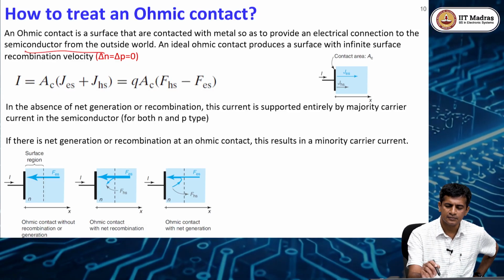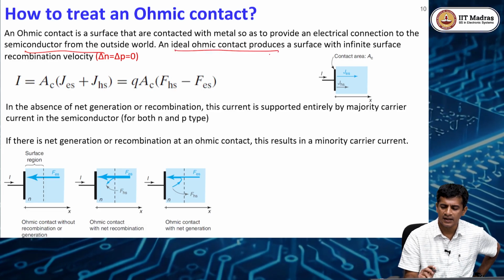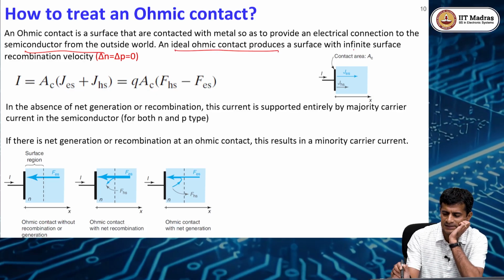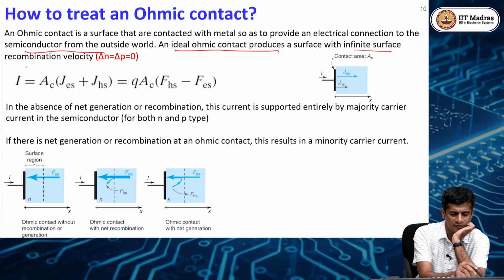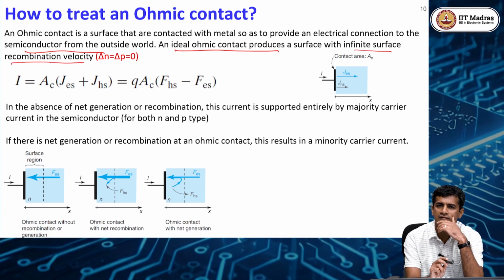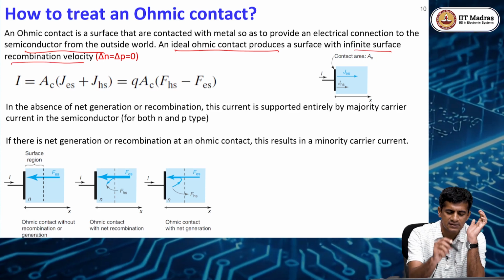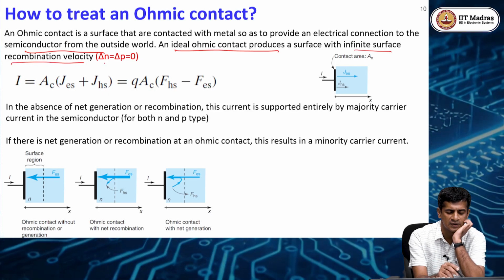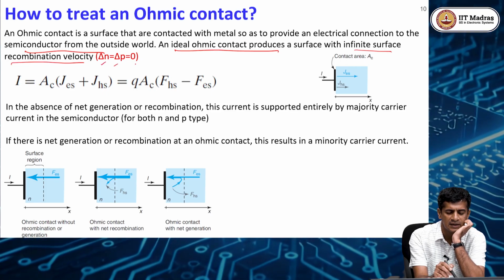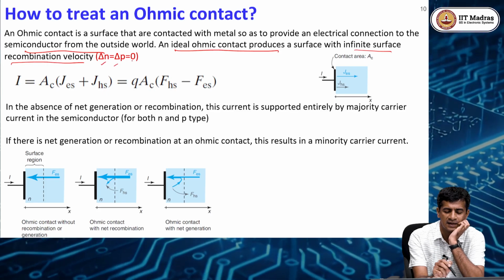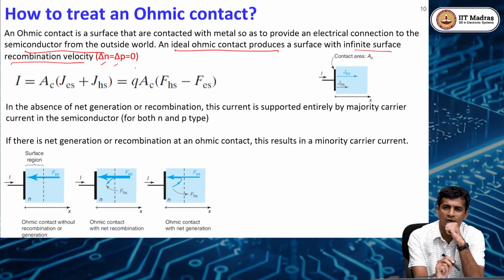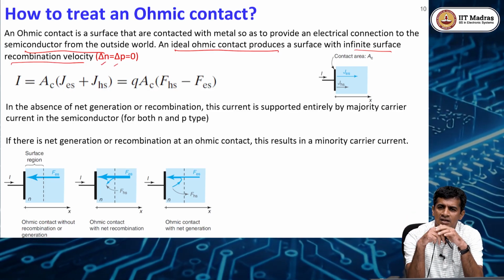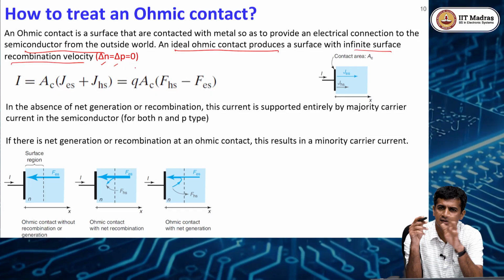So actually, an ideal ohmic contact is something which has, and we will see this term, what is known as an infinite surface recombination velocity. Infinite. So what it means is that whatever the excess carrier concentration at that point, whether it is delta N or delta P, it goes to 0. So this happens in an ideal ohmic contact. We will see later, when we discuss metal semiconductor junctions, how you realize an ohmic contact.